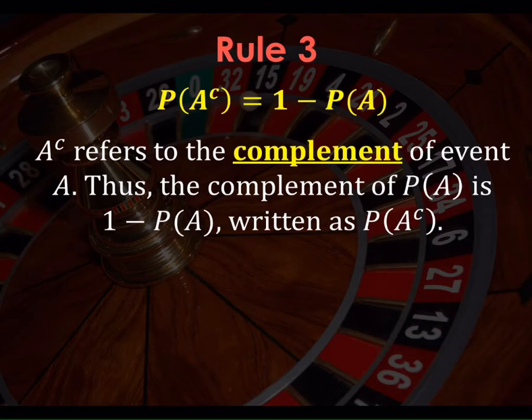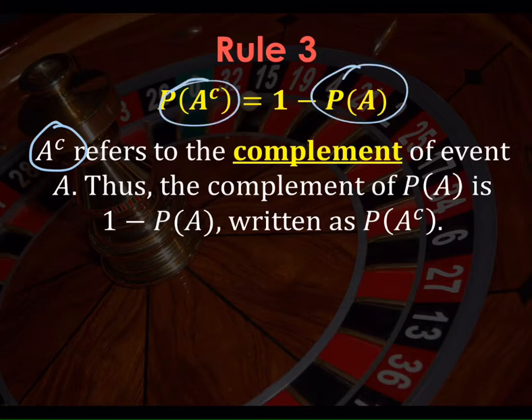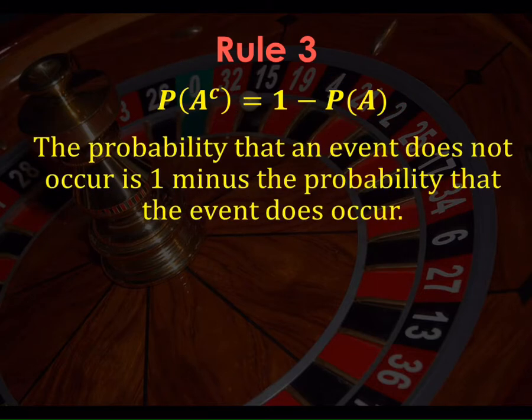Rule 3. This introduces the idea of a complement. A complement refers to the opposite of the event itself. So the probability of a complement is 1 minus the probability of the event happening. So this notation, A sub C, refers to a complement. And this plus this have to equal 1, because this refers to the probability of A happening, and this refers to the probability of A not happening. So those are the only two possible outcomes. Together, the probability has to equal 1.